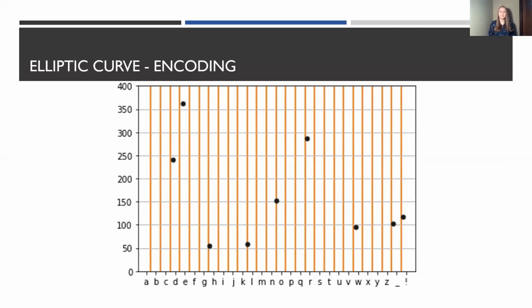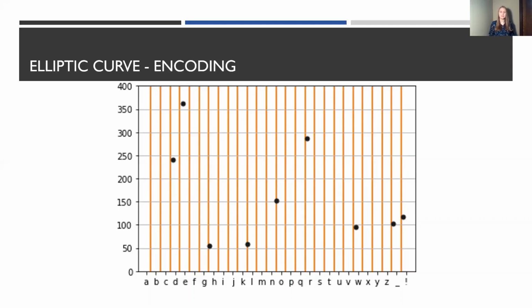So in this plot above, we can see the points for the message "Hello World" plotted for a defined elliptic curve. Again, each subsection corresponds to a character that lies on the elliptic curve. However, our elliptic curve is defined over the integers. So these points have integer values for both the x-coordinate and the y-coordinate.